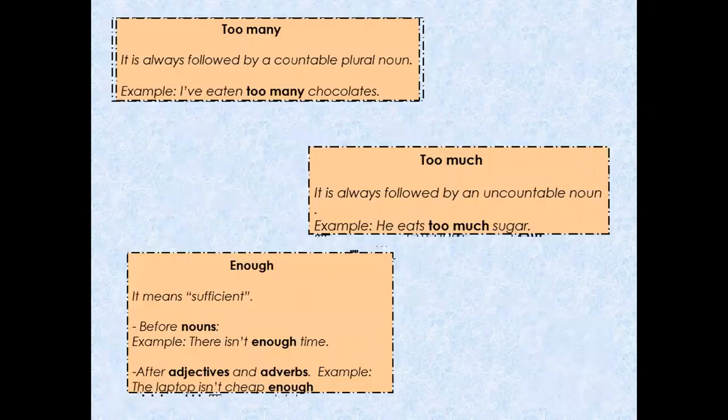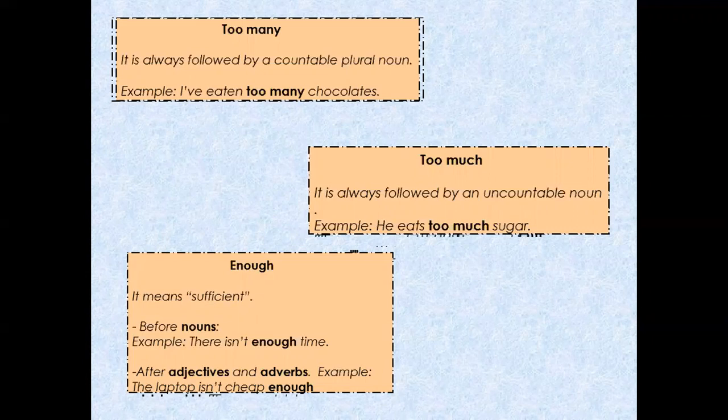Look at this. Too many, too much, and enough. Look, too many. It is always followed by a countable plural noun. Example, I have eaten too many chocolates. Too many means excess of something, okay? And remember, too many is used for countable nouns, countable plural nouns.